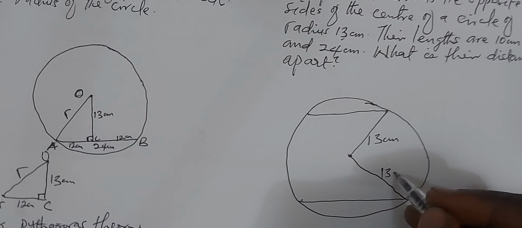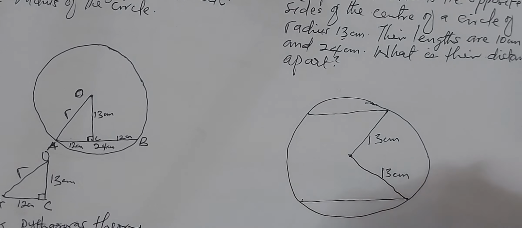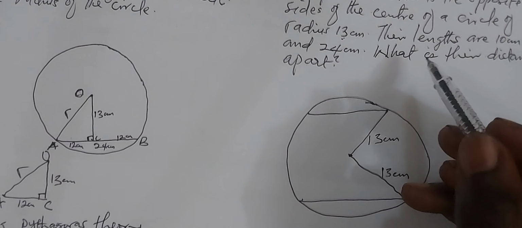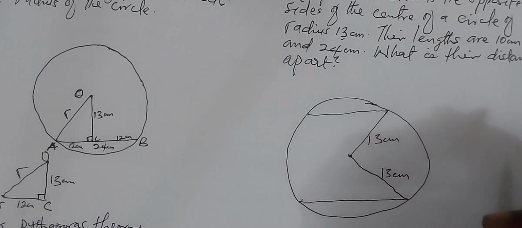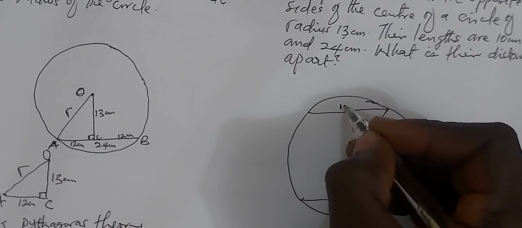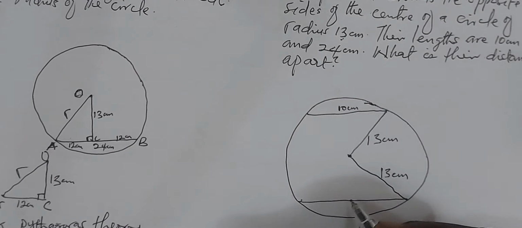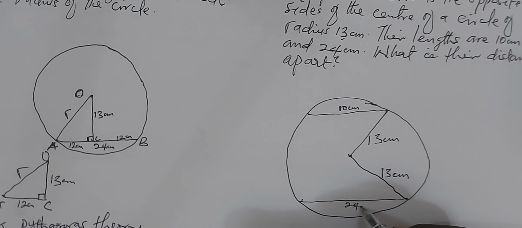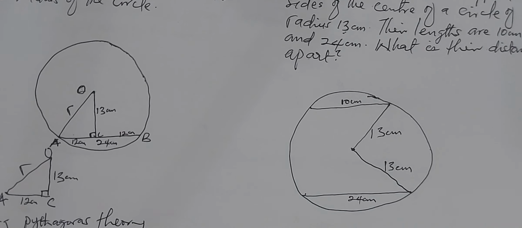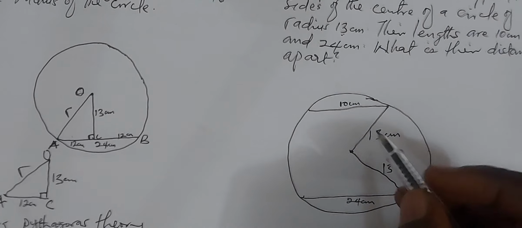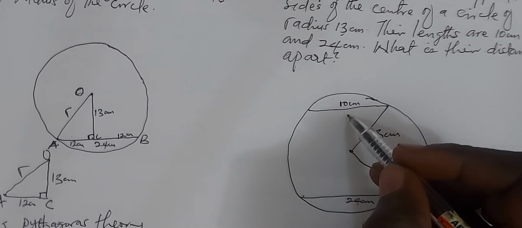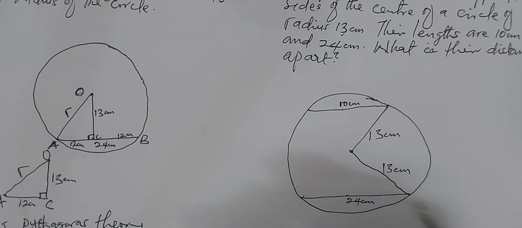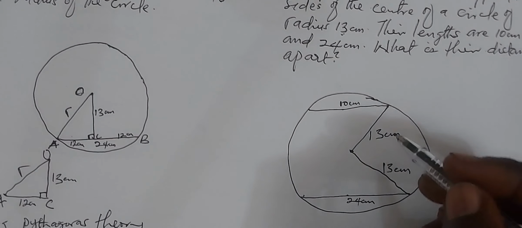So their lengths are what? 10 and 24. You can say this side is 10 centimeters and this side is 24 centimeters. So what is their distance apart? The distance between here and here is what we are looking at. So let's look for it.